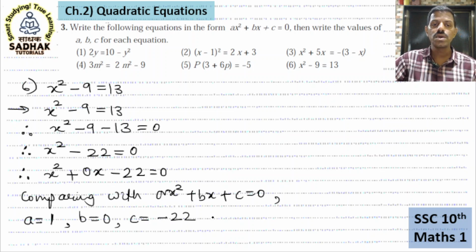Okay, so these are the values of a, b and c in this quadratic equation. Okay, so with this we come to the end of the third sum. Okay, I hope you have understood this sum very properly.